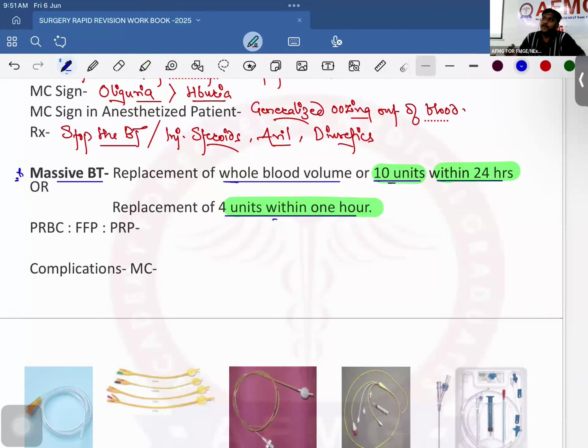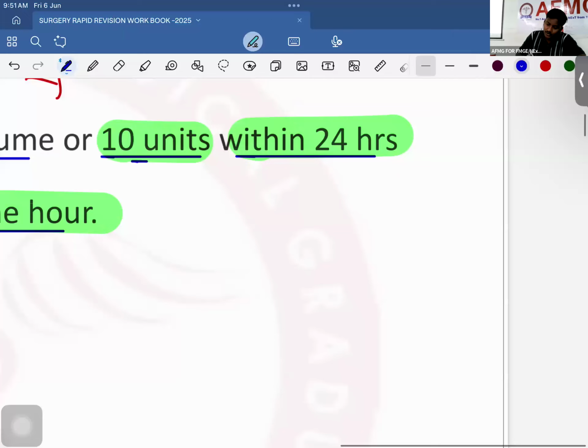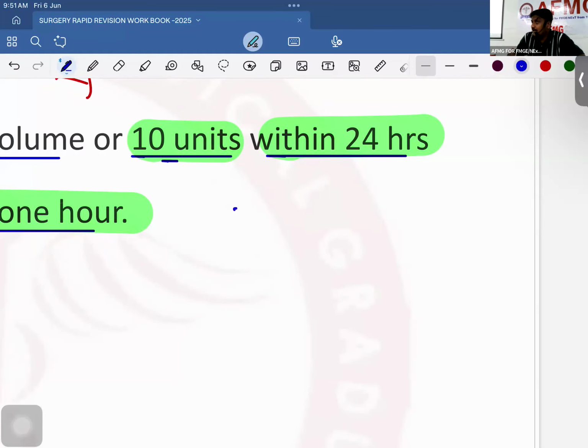Now, if they ask you about massive blood transfusion, we know there is a lethal triad, those three things which can cause death of the patient. What are those three things? First, during a massive blood transfusion, it is not possible to do proper warming of every blood bag. Why? Because the blood bag, PRBC or whole blood, is stored at what temperature?